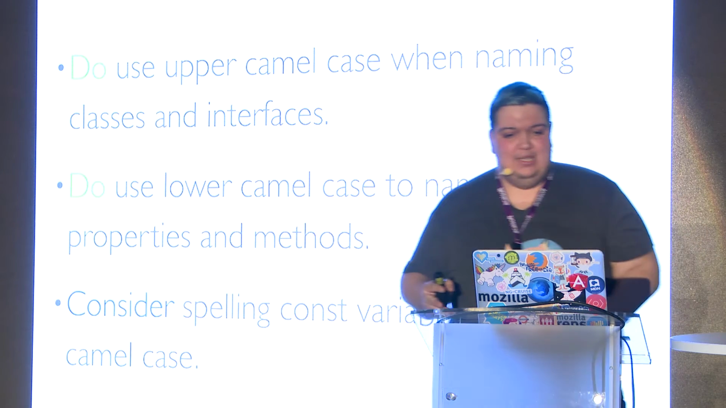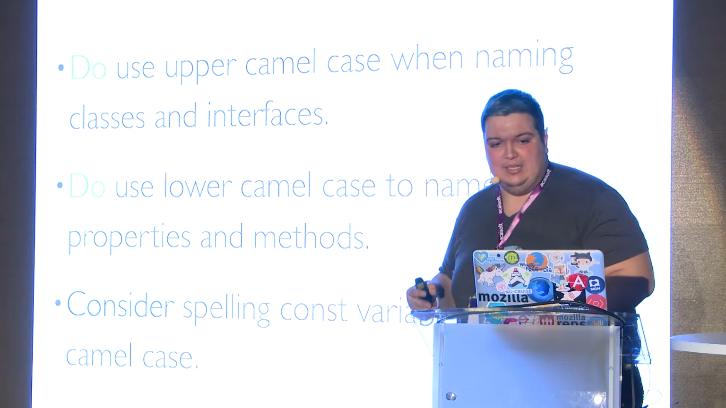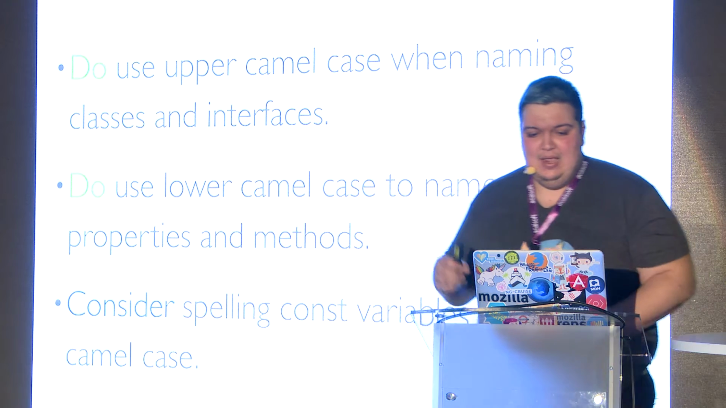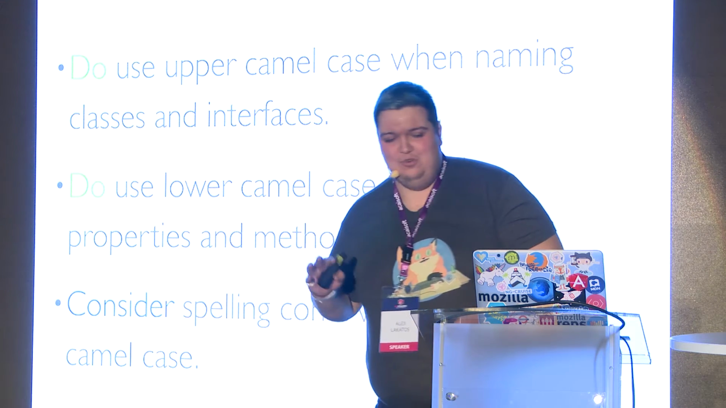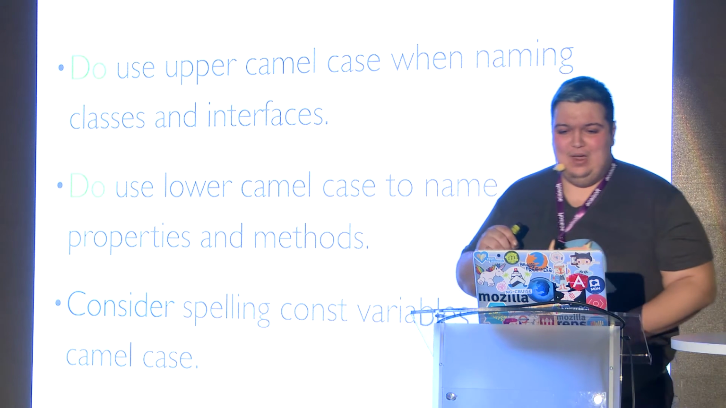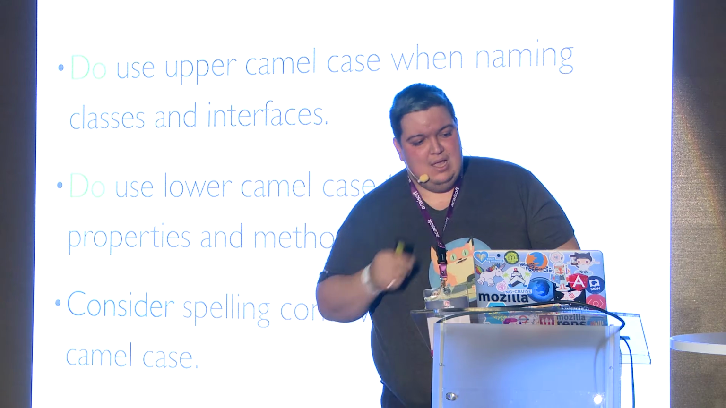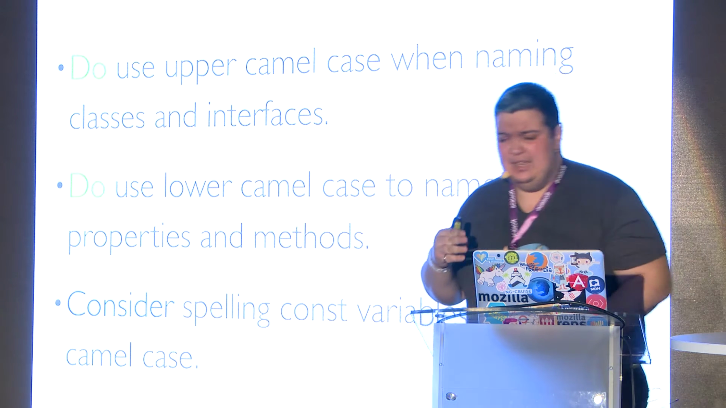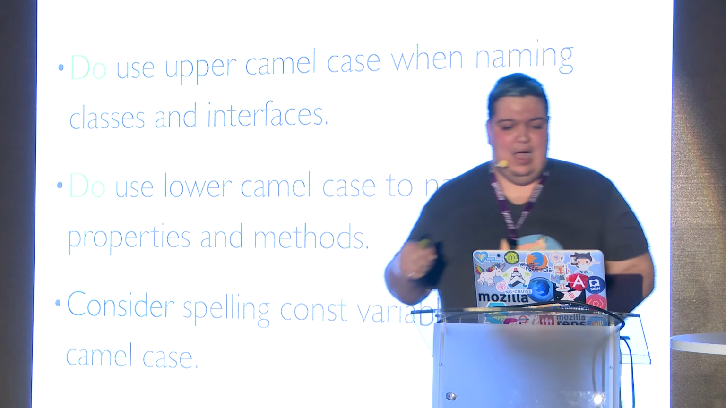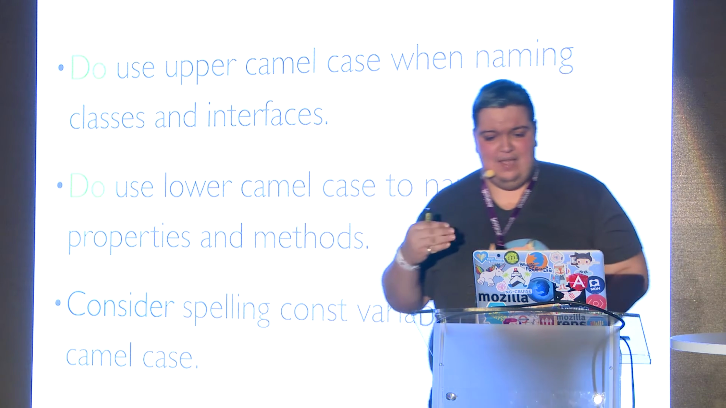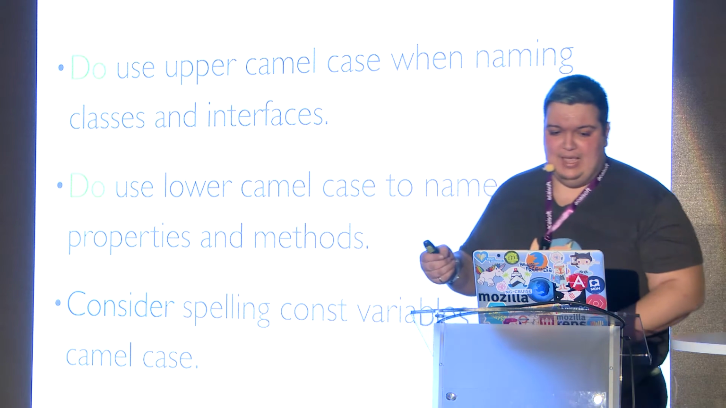We use upper camel case when naming classes and interfaces, and lower camel case to name properties and methods. Now, I know the next one is going to be controversial, so just don't boo me off the stage. But we do constant variables in lower camel case. The first two we do because it's basically conventional thinking from other languages. And whenever we have something that indicates a constructible asset, we do upper camel case.